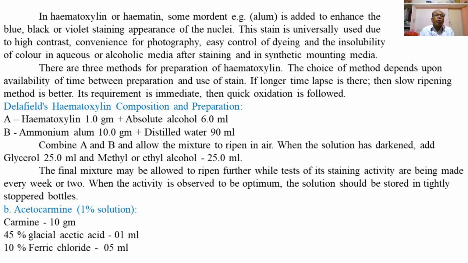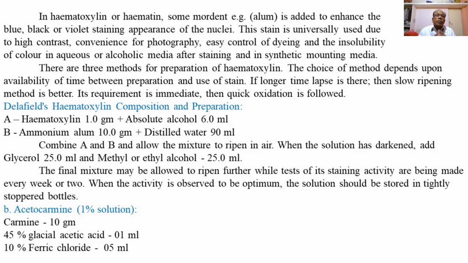Following is the method of preparation of Delafield's hematoxylin, where we can prepare it by using solution A and solution B. Solution A is prepared by using hematoxylin 1 gram and absolute alcohol 6 ml, and solution B is prepared by using ammonium alum 10 gram in 90 ml of distilled water.